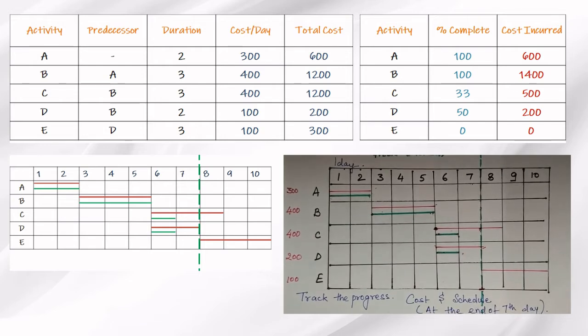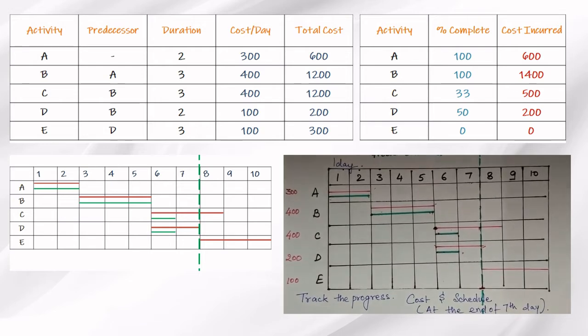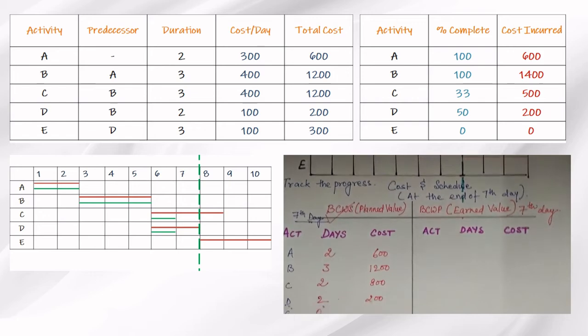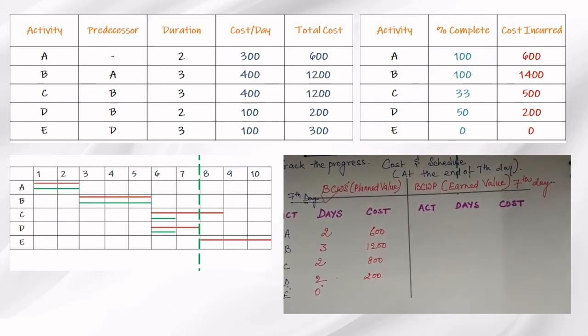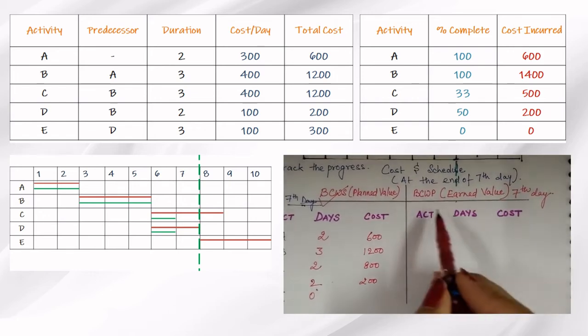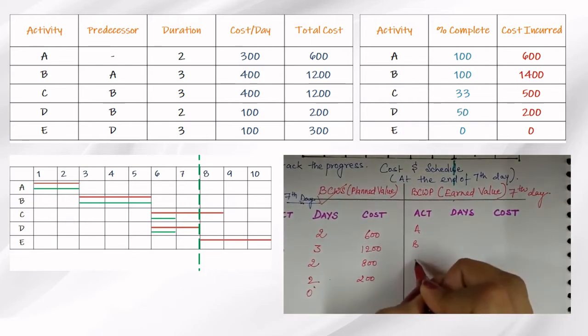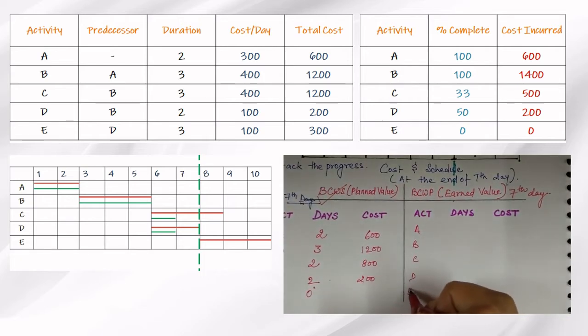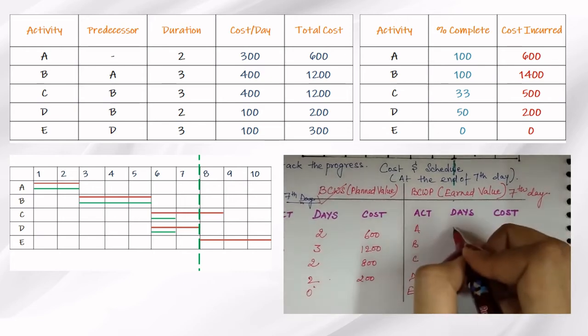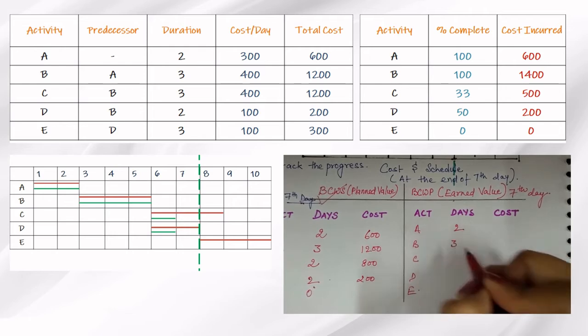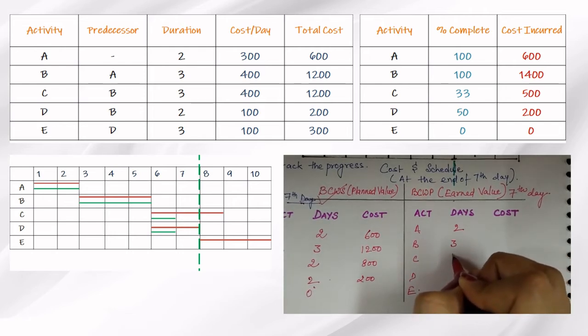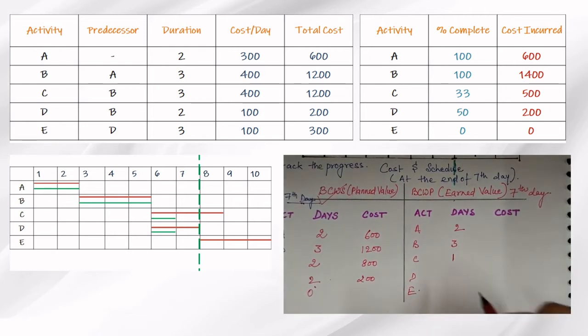So that is how we would be writing the days for the budgeted cost of work performed. So earned value we will be writing. Again we have A, B, C, D and E. The number of days that it is executing is 2 for A and 3 for B, and C is only executing for 1 and D is also executing for 1.